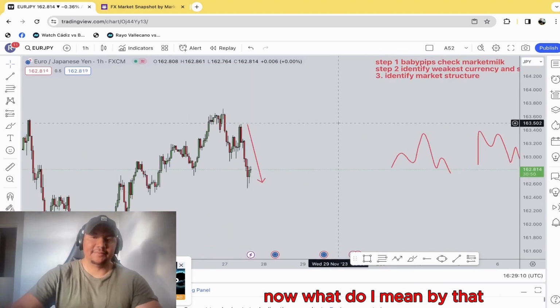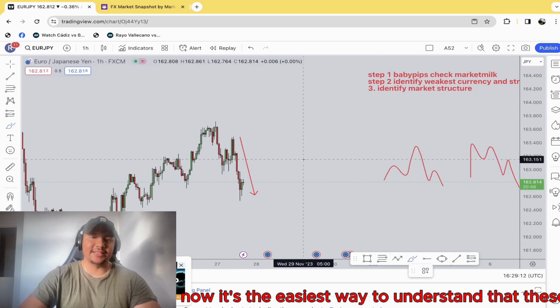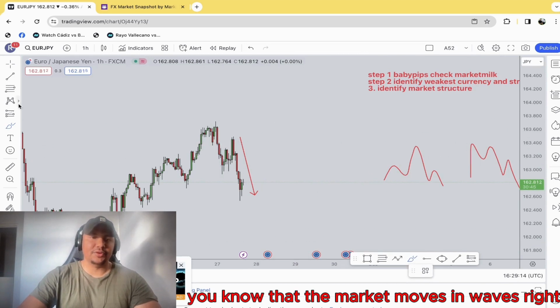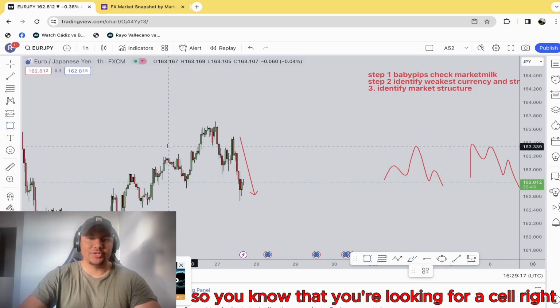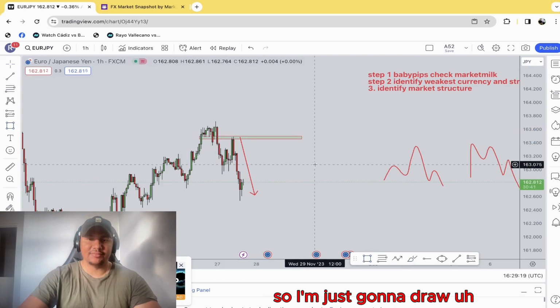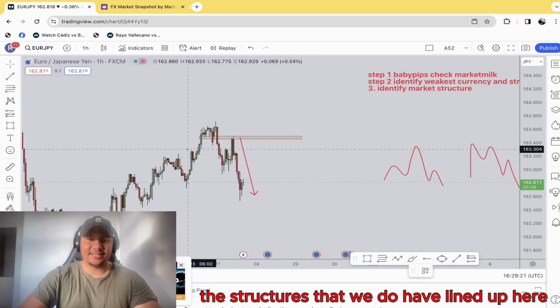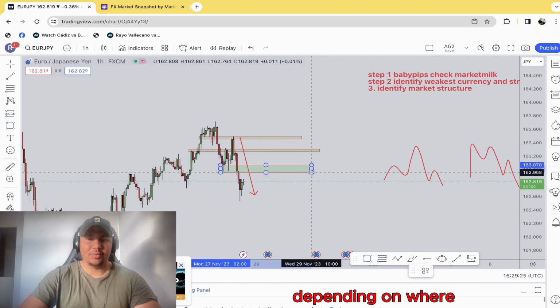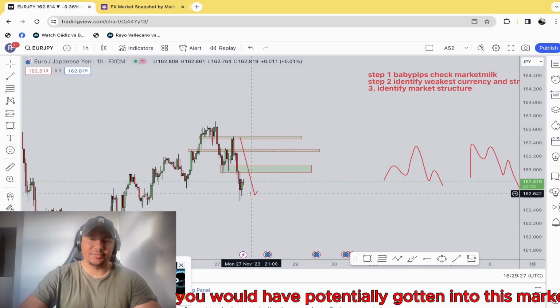Now, what do I mean by that? The easiest way to understand that is, you know that the market moves in waves, right? So you know that you're looking for a sell, right? So I'm just going to draw the structures that we do have lined up here, depending on where you would have potentially gotten into this market.